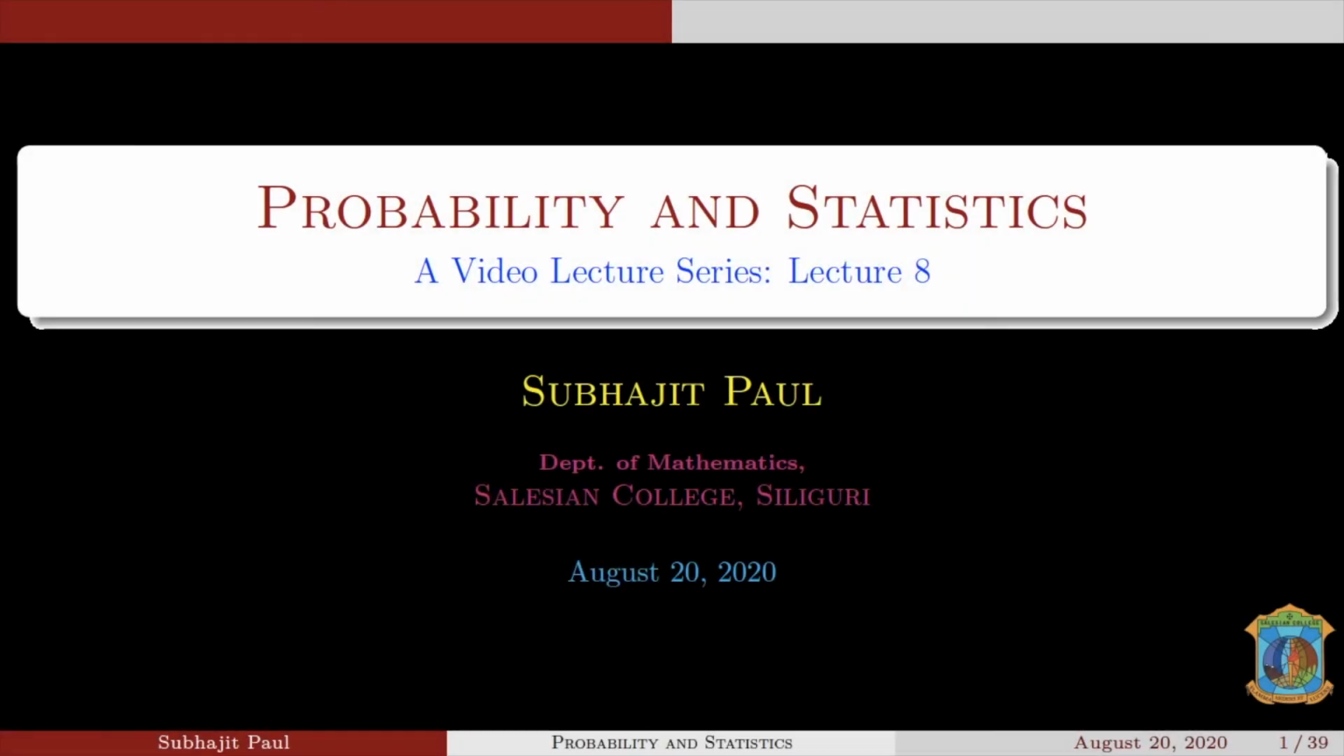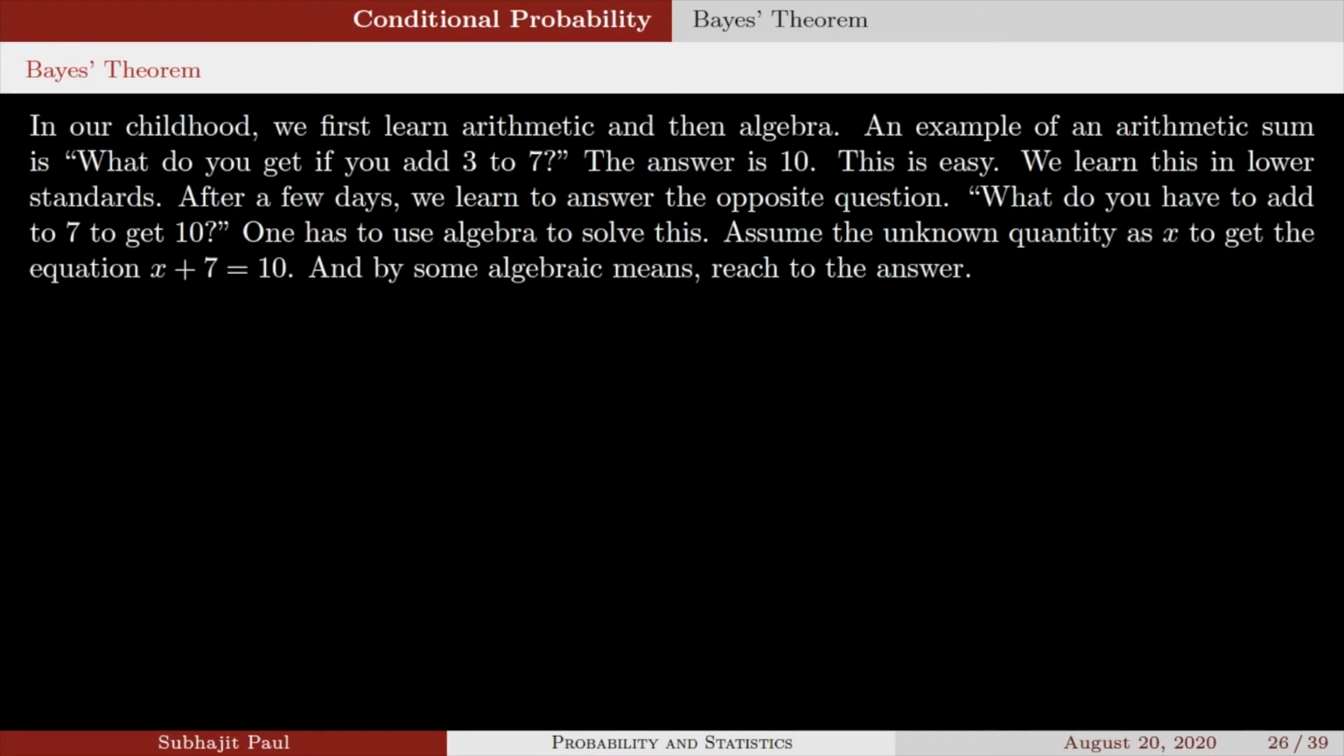So this is the eighth lecture, and today we will be doing Bayes theorem. In our childhood, we first learn arithmetic and then algebra.